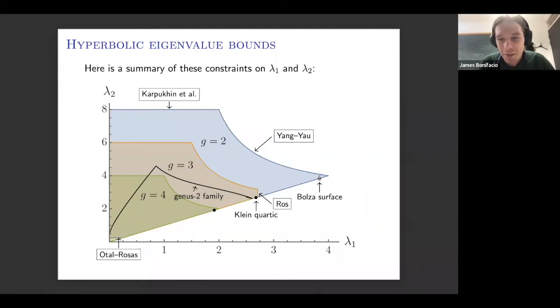And I've also shown some examples. So this black dot is the Bolza surface. This is the Klein quartic. This one is Bring's surface. And this black line here is some particular 1-parameter family of genus 2 surfaces. And you'll see why I included this on the plot later on. But these eigenvalues were computed using this program HYPERMODES by Strohmaier and Wielewski.